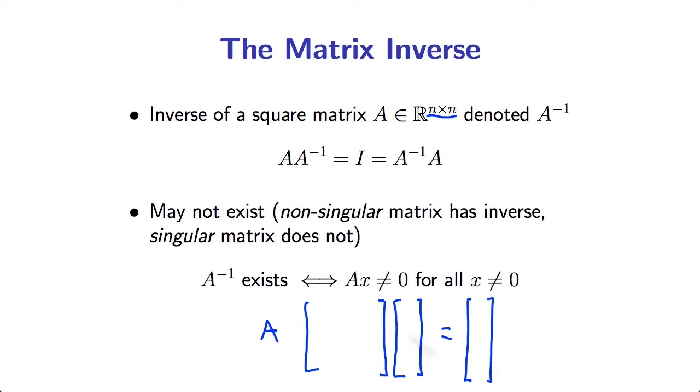And if we can't find any vector x such that this product here equals all zeros, that is except for the trivial solution, which would be setting x equal to 0. If this is not true for any other x, then the inverse of A will actually exist.